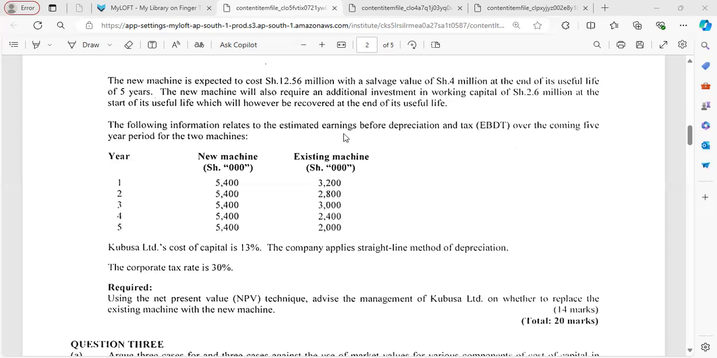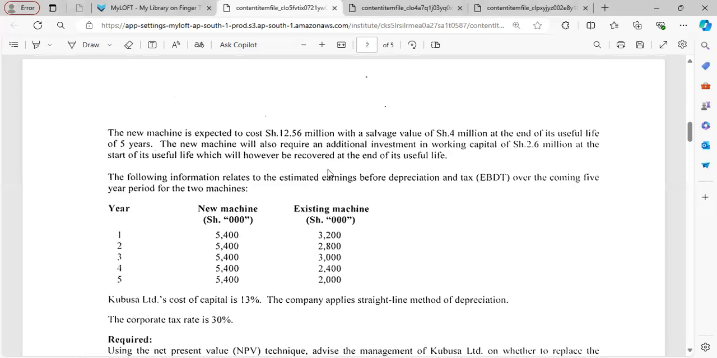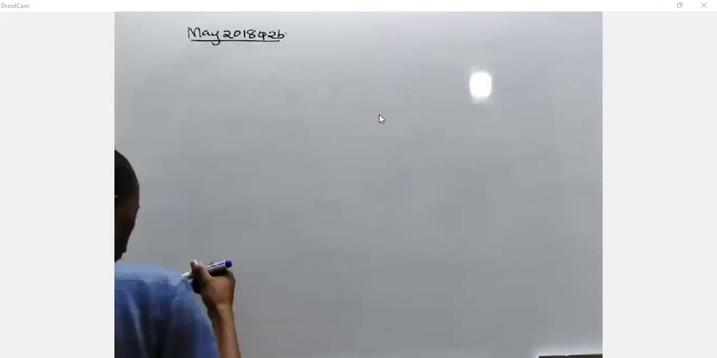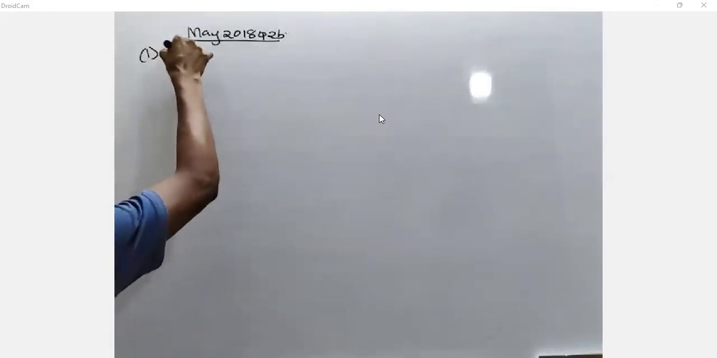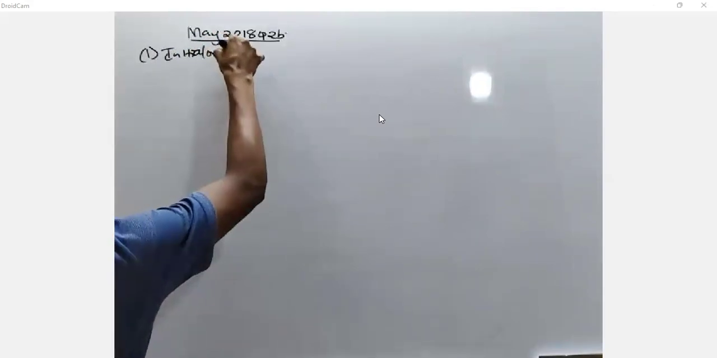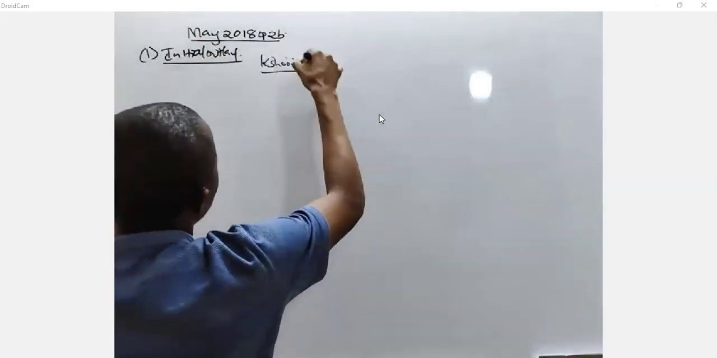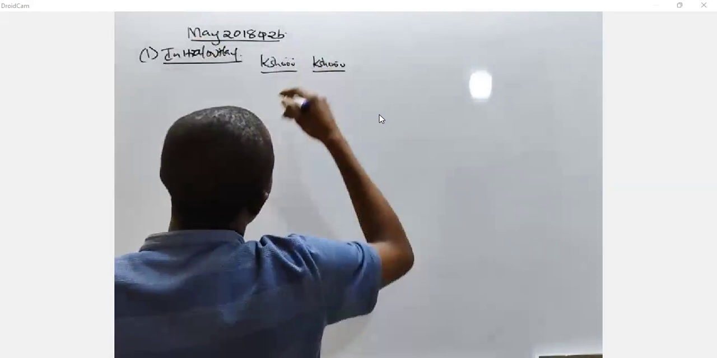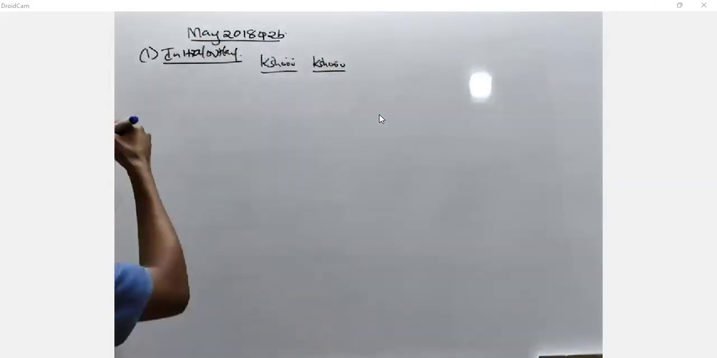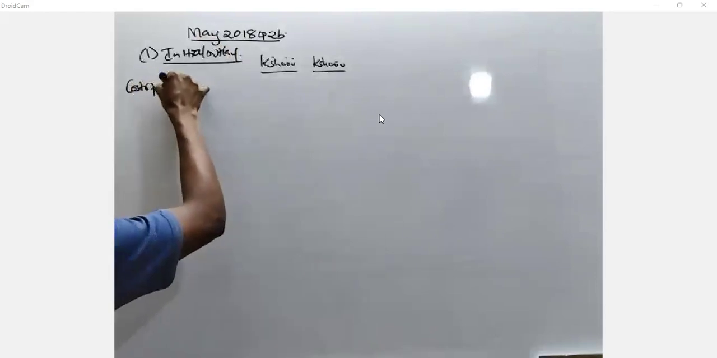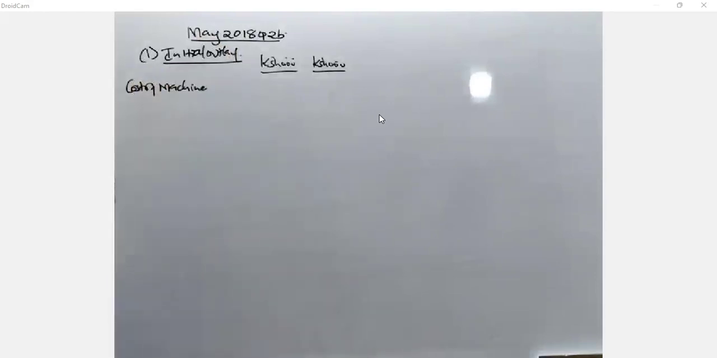But let me now start the question from the first stage for the computation of the net present value. Very simple. Number one, we are discussing the initial outlay. You just need to have two columns here of Kenya shillings. Then let us look at the cost of the machine. How much is the cost of the machine as per the question?